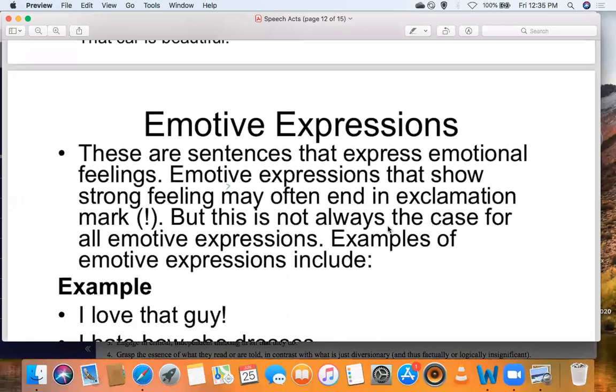Then we have the emotive expressions. Emotive expressions are sentences that express emotional feelings.